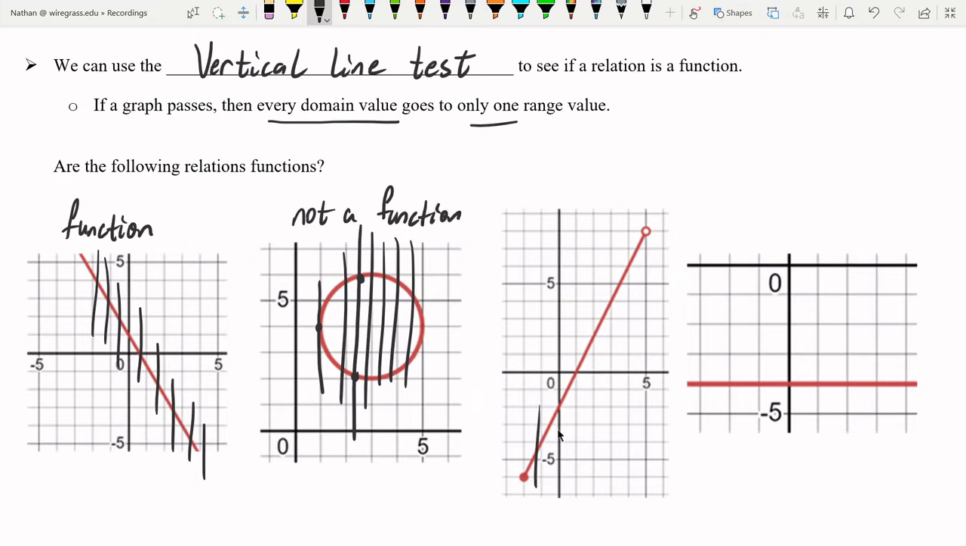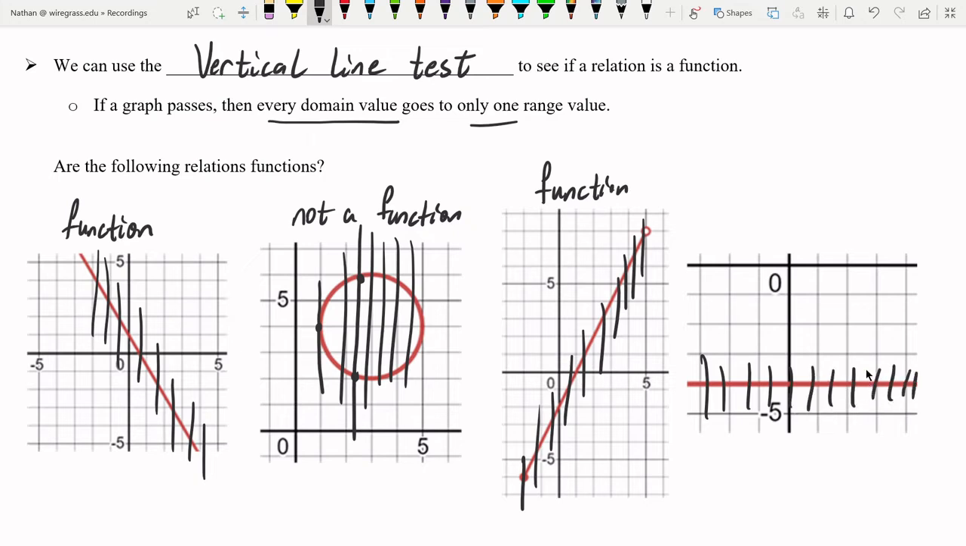This one here, very similar. We can create vertical lines all the way up this thing and all the way at the end there. This is a function. And finally, for this last one, again, I can create vertical lines all the way along it. It only ever crosses it once, so this is also a function.